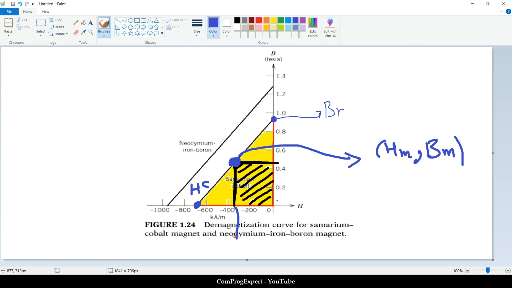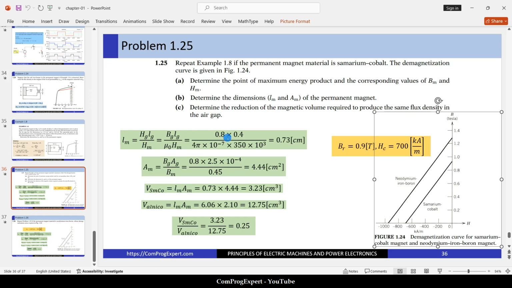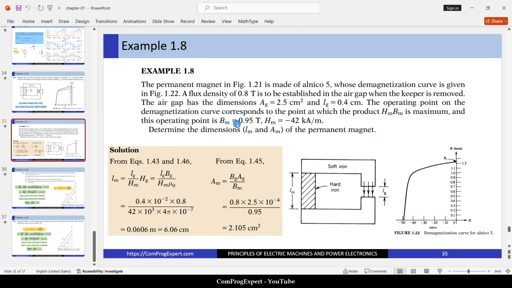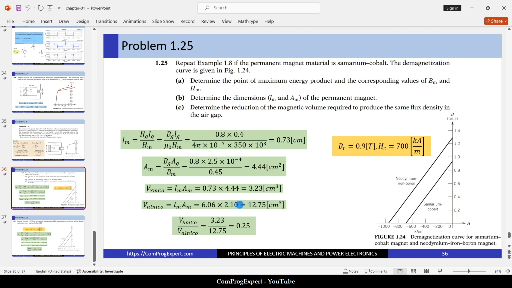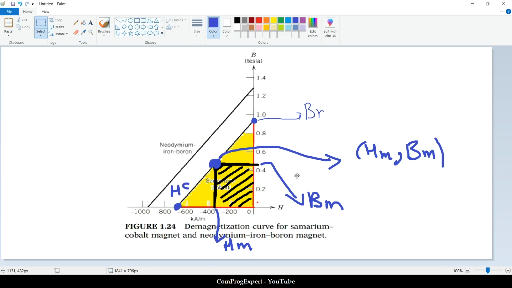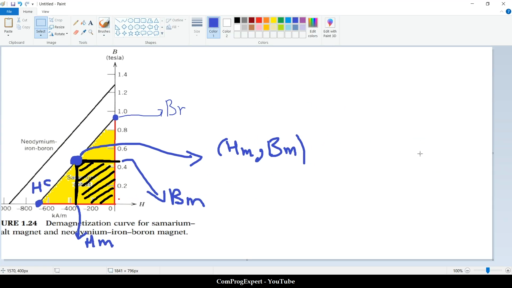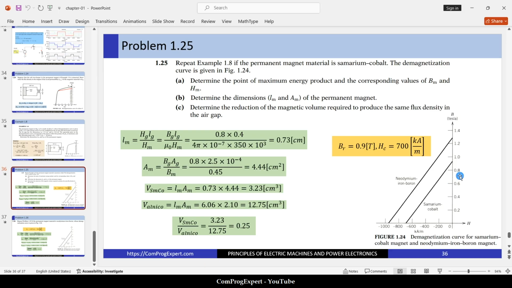Here, this is Hm and this is Bm. So considering these two new numbers for Hm and Bm, we can repeat the analysis. According to this figure, I considered these numbers; these are approximate. And based on these approximations, I did this calculation.